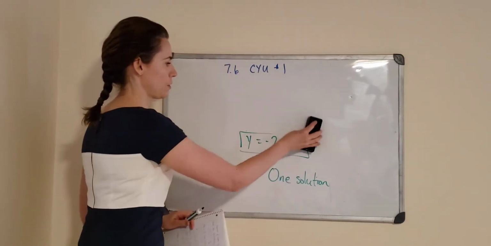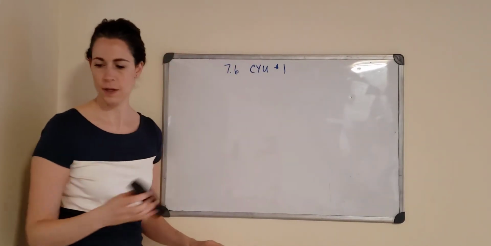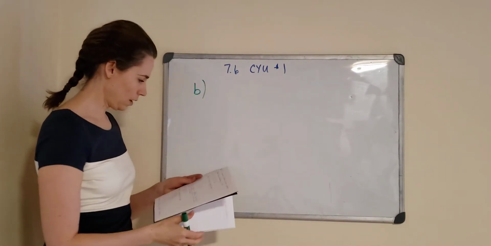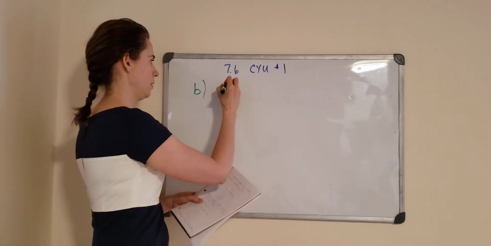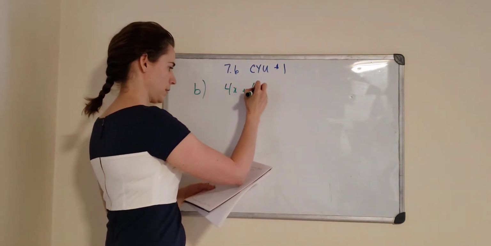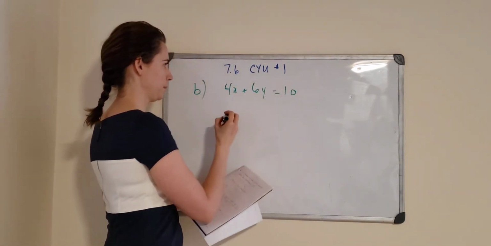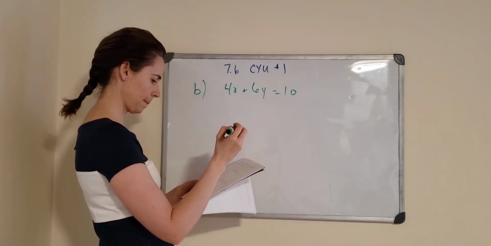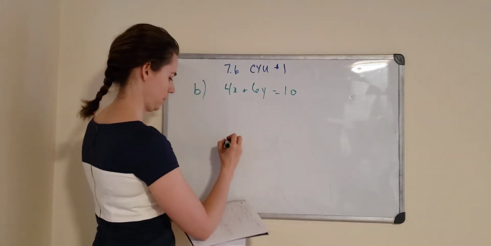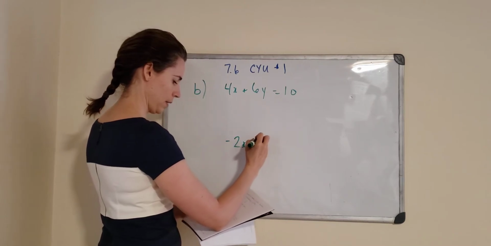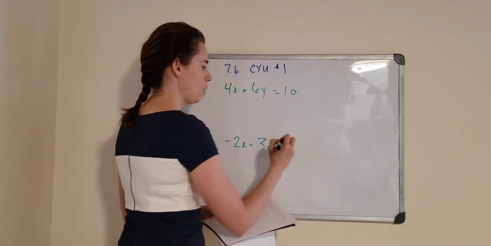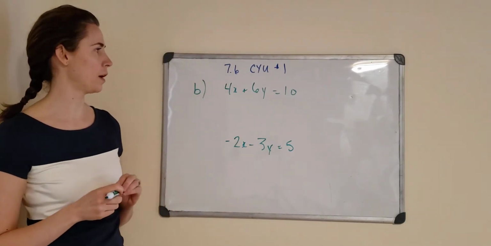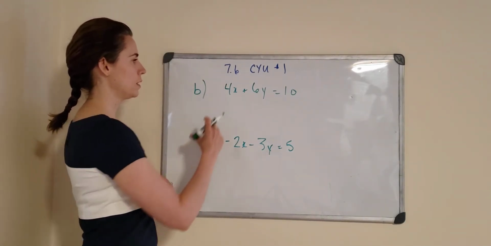All right, so let's go to B. It's pretty straightforward. So that last one was just kind of like what you've been doing all along. All right, B says 4x plus 6y equals 10. And we have negative 2x minus 3y equals 5. Okay, so same thing. We're going to put this into our y equals mx plus b form, or our slope-intercept form. So I'll start here.